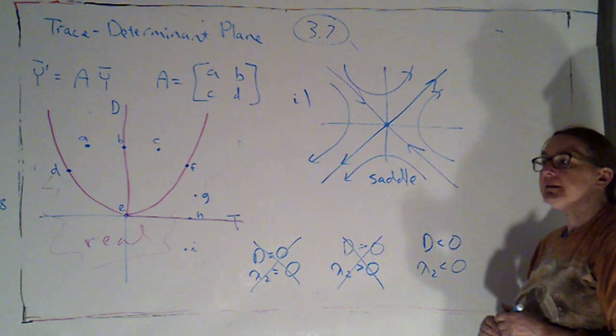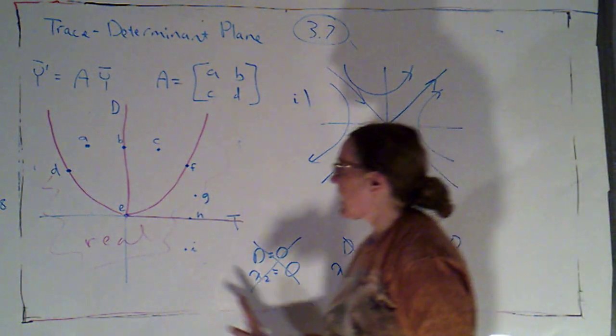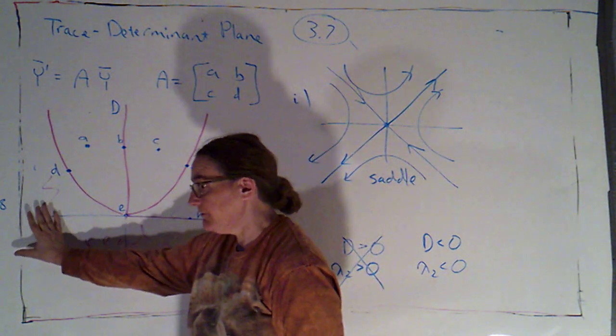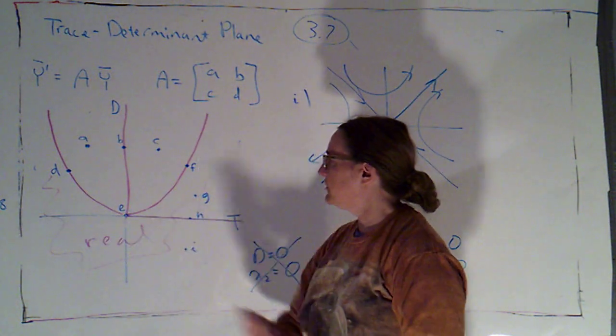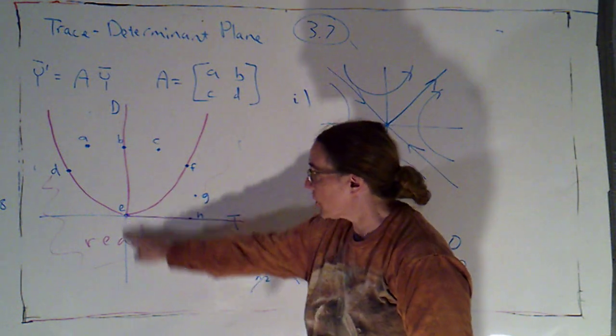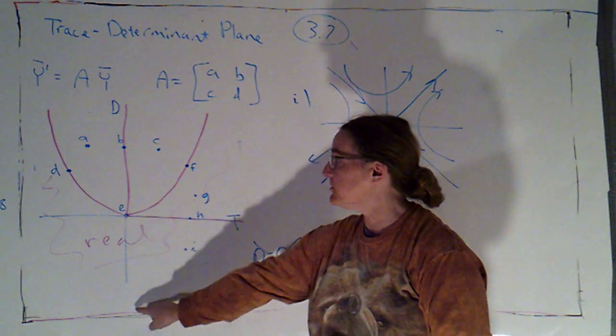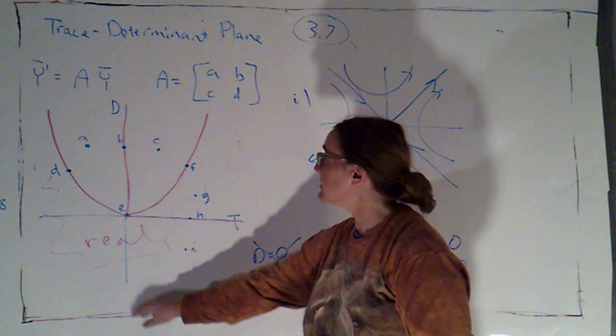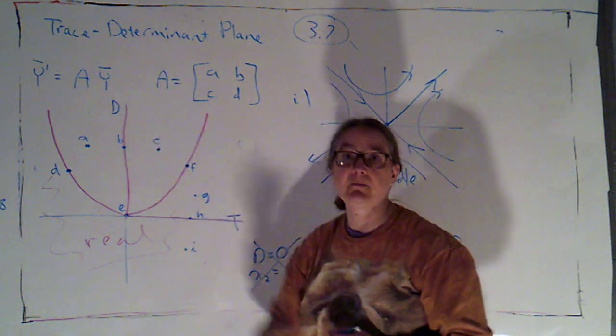positive. Let's take a look now at what happens if T is negative. And then we'll also have to take a look at if T is 0, although in that case, we're only going to get real eigenvalues if D is also negative, because once we're up here, we're in the complex zone.